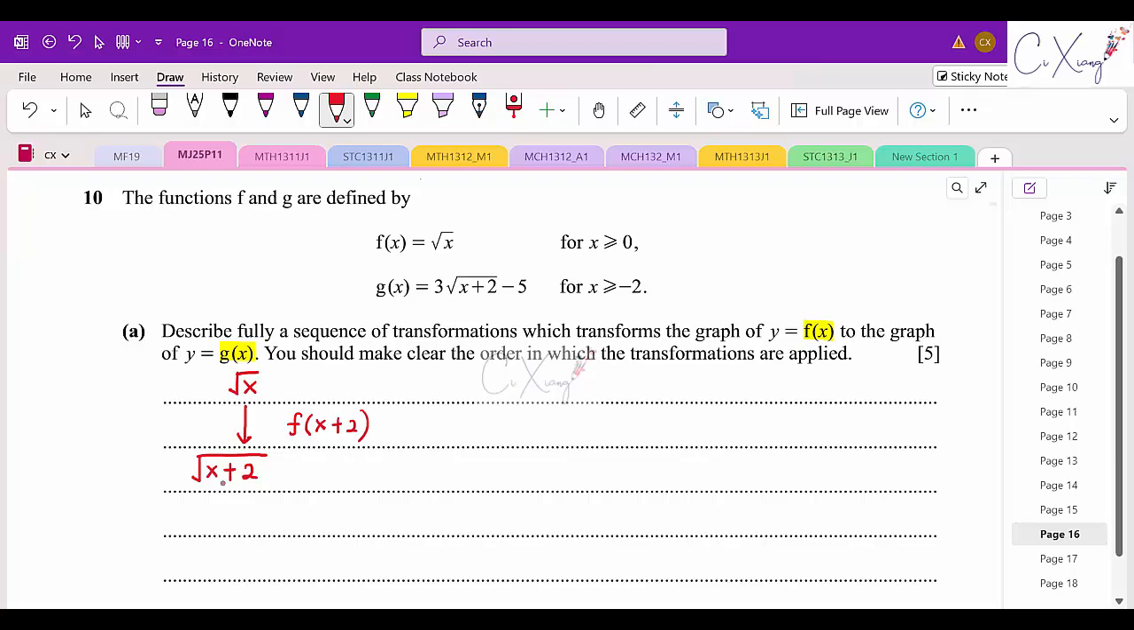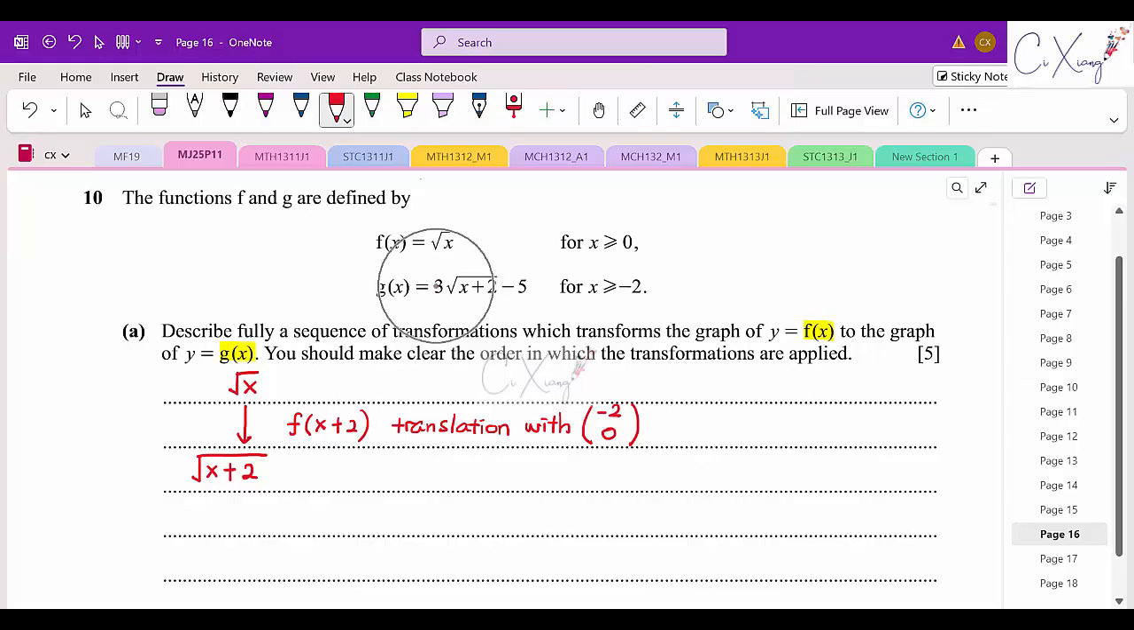When you want to write it out in a statement, by right, this is a translation in the x direction. So we usually write it as a translation with the vector of (-2, 0). This is what we did for the first step.